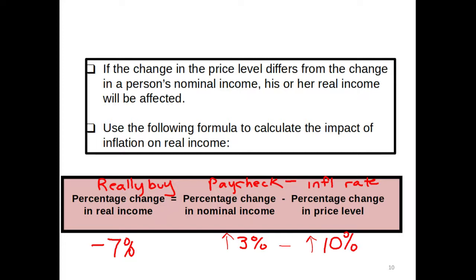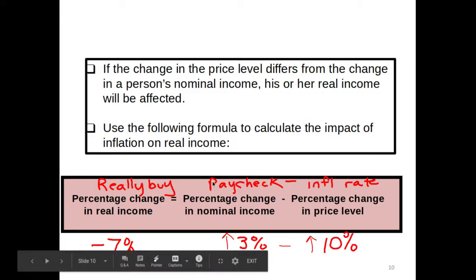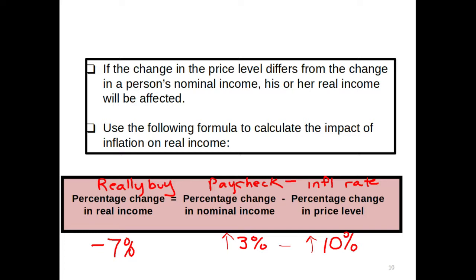So, the way I look at this is what can we really buy is what's in our paycheck minus inflation rate. So, the percent change in nominal income minus the percent change in the price level gives us our percent change in real income. And remember, anytime you are trying to calculate percent change, it's going to be that rate of change formula, new minus old divided by old times 100 to get that percent.